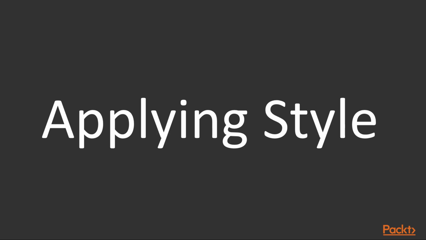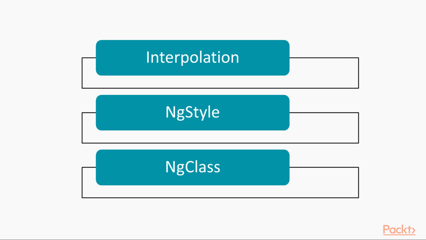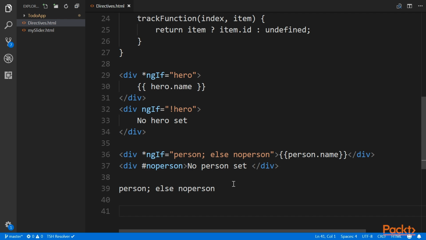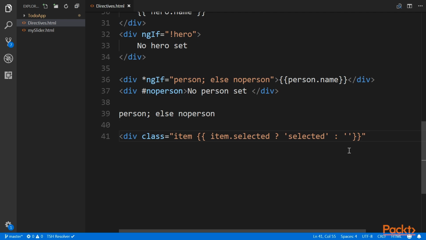Let's now move ahead to explore styling. So, there are three ways to apply styling in your markup: interpolation, ngStyle, ngClass. Let's understand it with this simple expression. This version is about using the curly brackets and have them resolve what class or classes should be applied. This reads as, if your item has a selected property, then apply the CSS class selected, or else apply an empty string, which is no class.